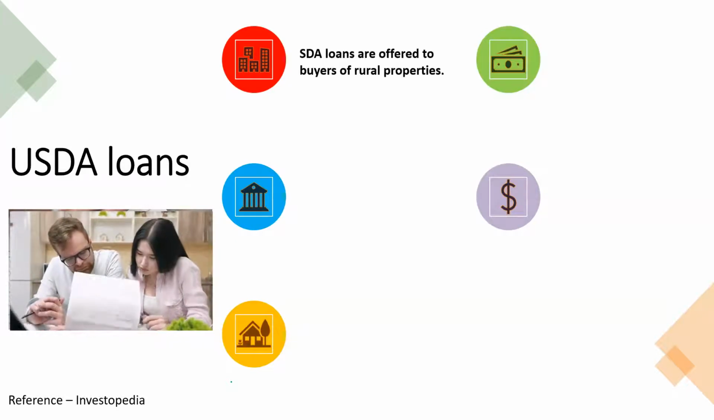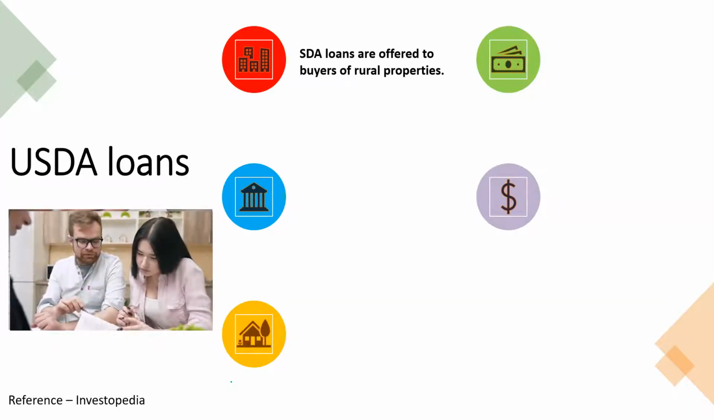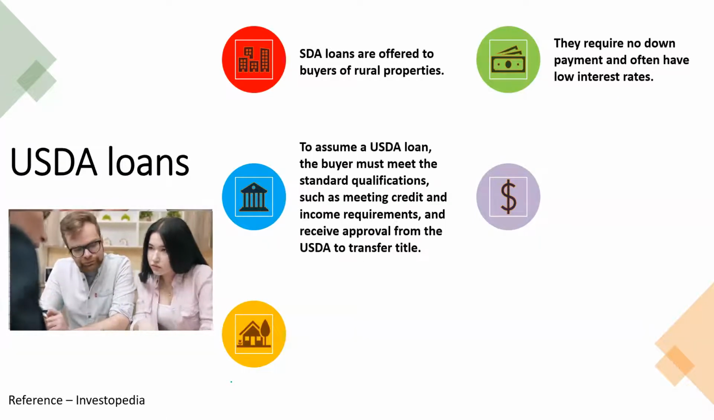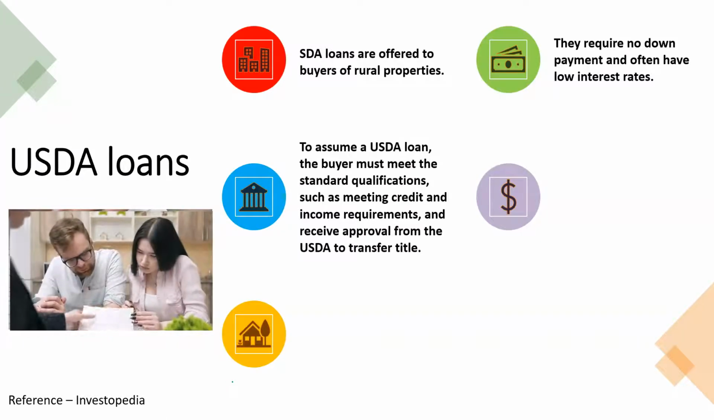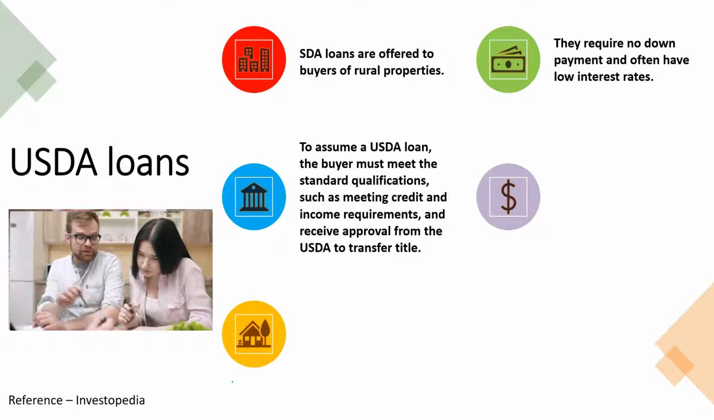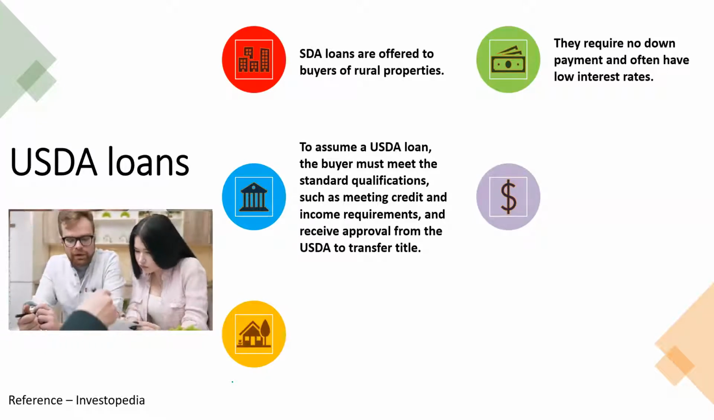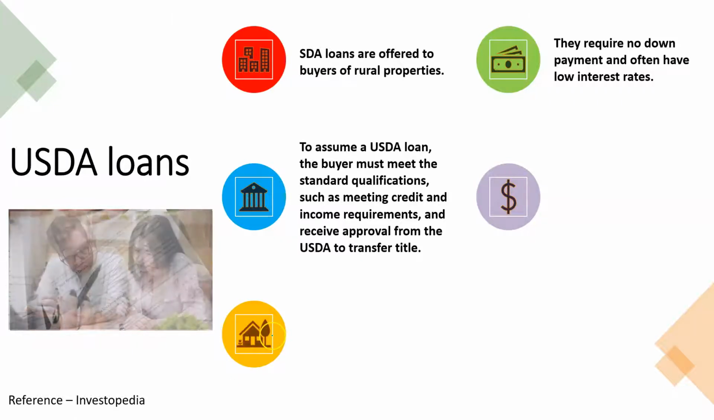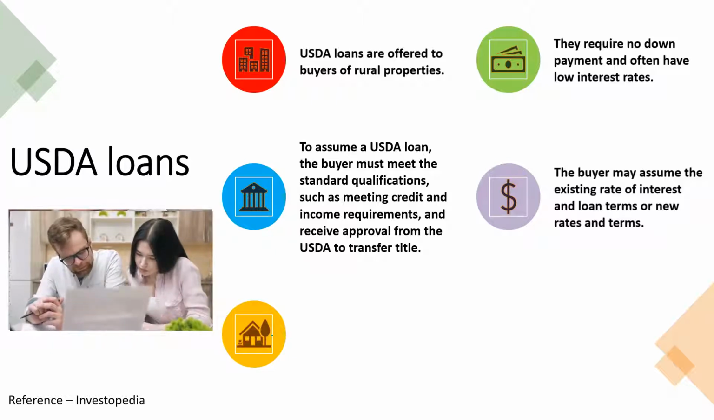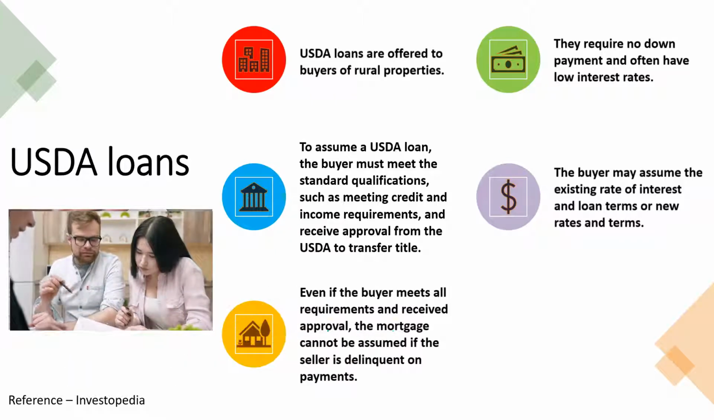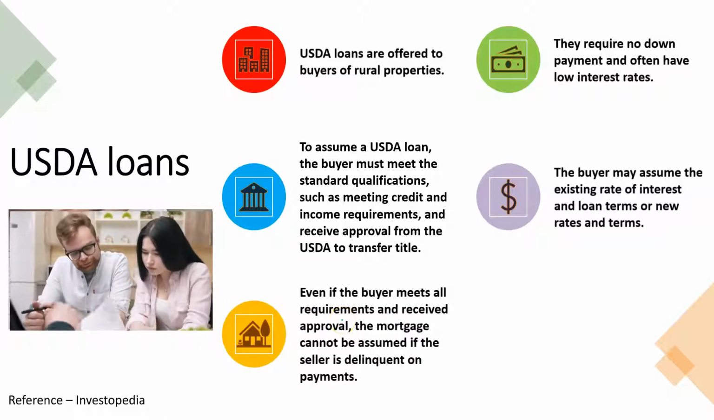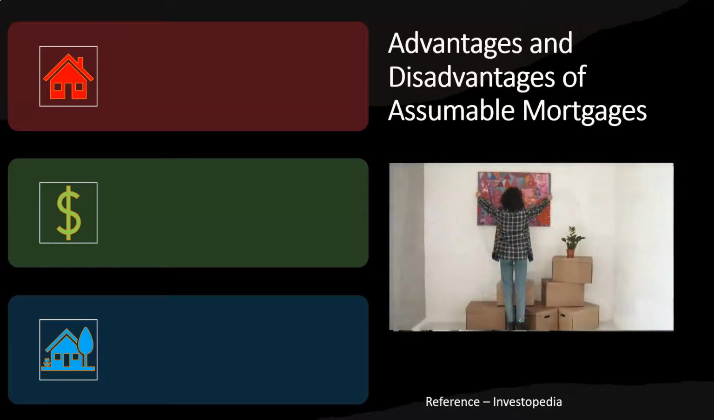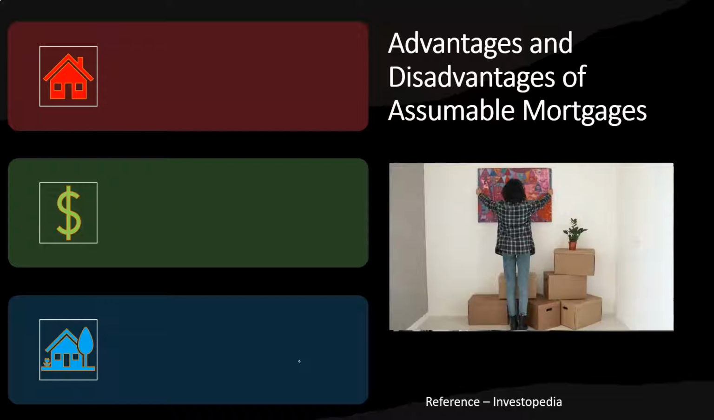So USDA loans. USDA loans are offered to buyers of rural properties. They require no down payment and often have low interest rates. To assume a USDA loan, the buyer must meet the standard qualifications such as meeting credit and income requirements and receive approval from the USDA to transfer title. The buyer may assume the existing rate of interest and loan terms or new rates and terms. Even if the buyer meets all requirements and receives approval, the mortgage cannot be assumed if the seller is delinquent on payments.